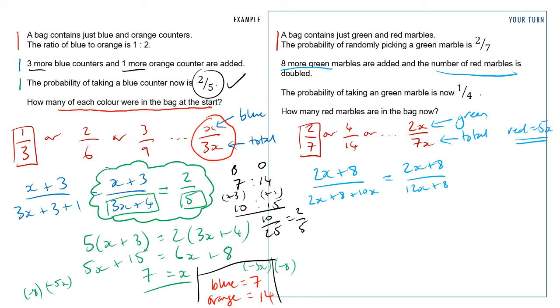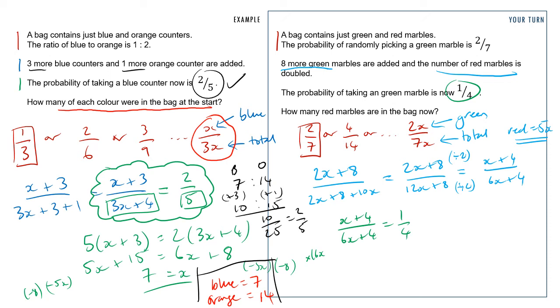And everything's divisible by 2. So to make it a bit neater and more straightforward for the next step, we can simplify that fraction. Now we're told the probability now of taking a green marble is a quarter. So that algebraic fraction we've just written down is equal to a quarter. So we need to solve it to find x.